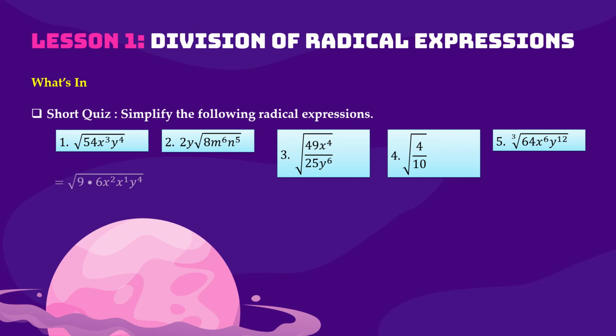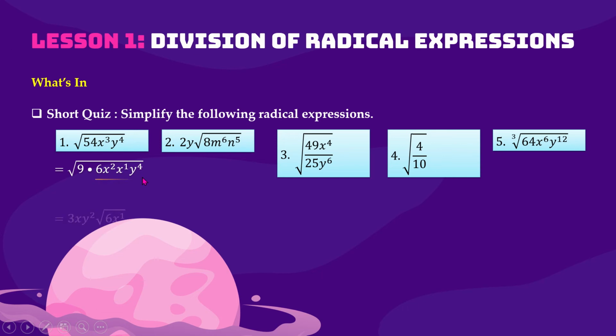With item number 1, for us to simplify this one, we have to factor 54 as 9 times 6. Why? Because 54 is not a perfect square, but it has a factor that is a perfect square, which is 9, and 6 is not. Then x cubed can be factored out as x squared times x exponent 1, while y exponent 4 need not be factored out because the exponent itself is already divisible by the imaginary index 2.